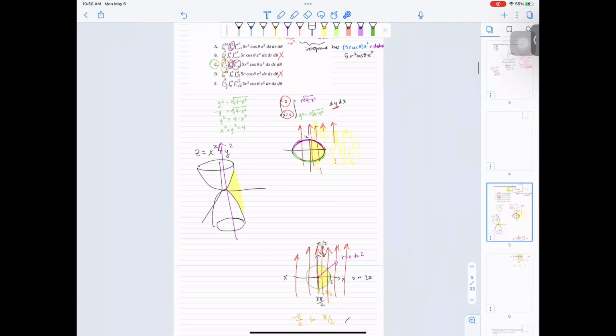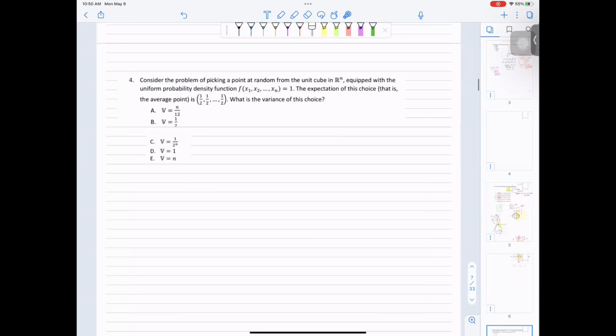Okay. Let's go to number 4. Consider the probability of picking a point at random from the unit cube, equipped with uniform probability density function, f equals 1. The expectation of this choice, that is, the average point, is (1/2, 1/2, 1/2). What is the variance of this choice?